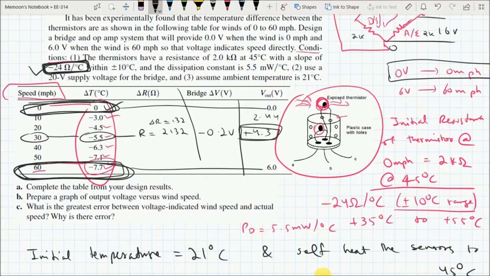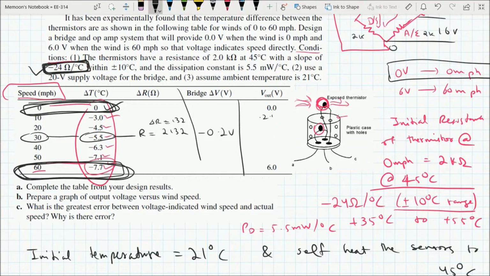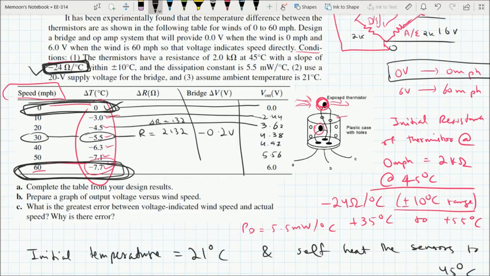2.44, and let me fill this table completely. So we are getting 2.44, 3.62, 4.38, 4.97, 5.56, and 6 volts. So for 0 mph, we are getting 0 volts, good enough. For 10 mph, we should have got 1 volt, but we are getting 2.4 volts. For 20, we should have received a voltage output of 2 volts, but we are getting 3.6, again 4.38 instead of 3, 4.97 instead of 4, 5.56 instead of 5, and 6 for 6.